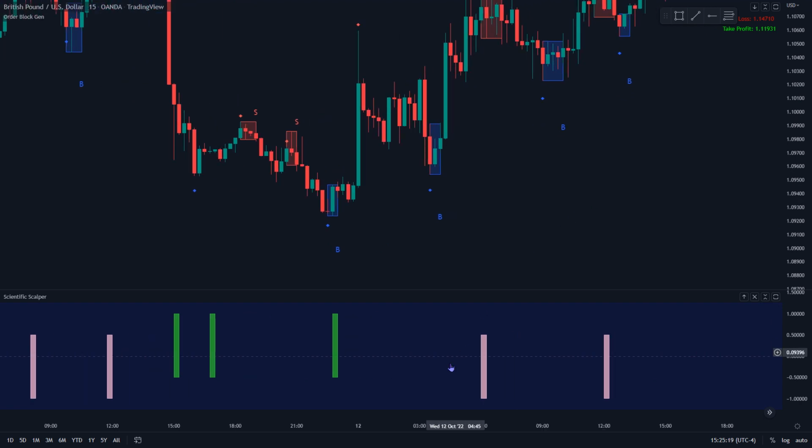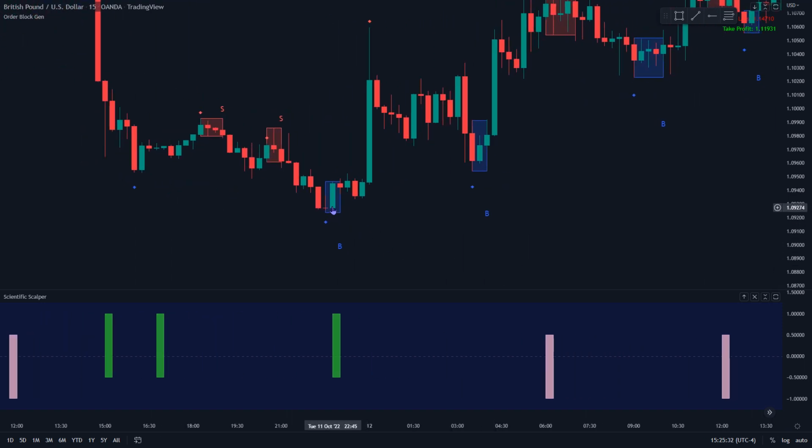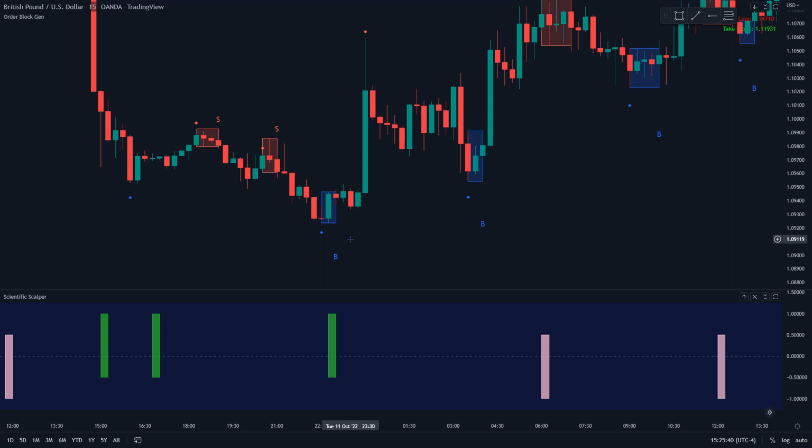So for instance, let's start here. We've got blue background and we see a buy signal form. Well, where does it form? It forms right as this bullish order block has been alerted to us on our charts. So that is a triple confirmation right here.